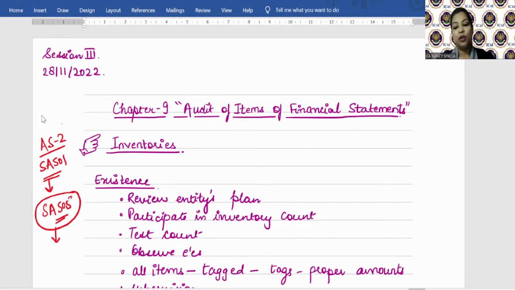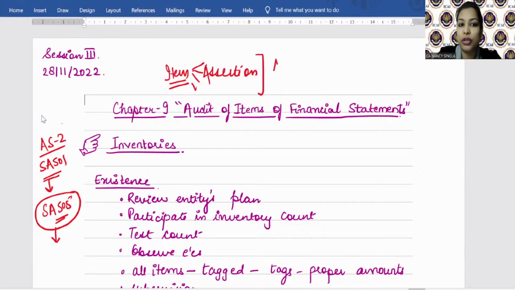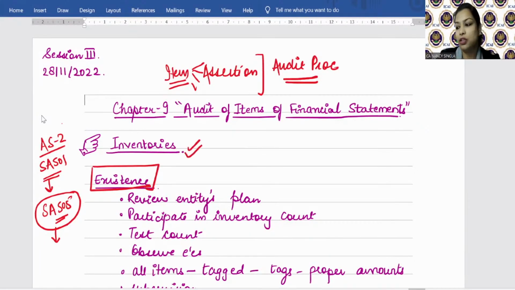Now let us have a look at the various audit procedures. So what are we studying in this chapter? With respect to a particular item of audit of financial statements, and particularly with respect to the various assertions, how to verify them? For that, the auditor will perform audit procedures. What all audit procedures will the auditor have to perform when he's checking the existence assertion with respect to inventories?